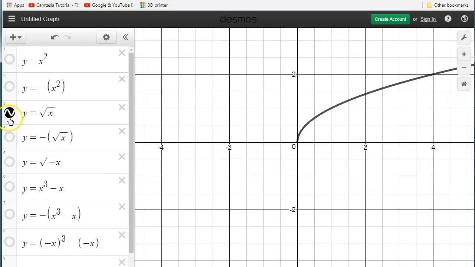Now we see here y is equal to the square root of x, and inside the parentheses now, there. Isn't that perfect? So the horizontal reflection is produced by having the -1 multiplier inside the parentheses.